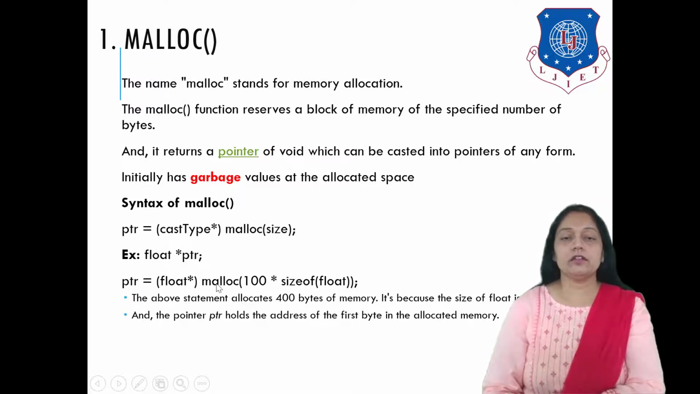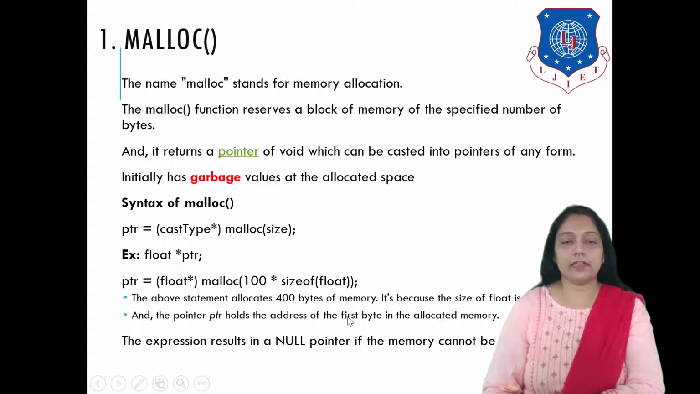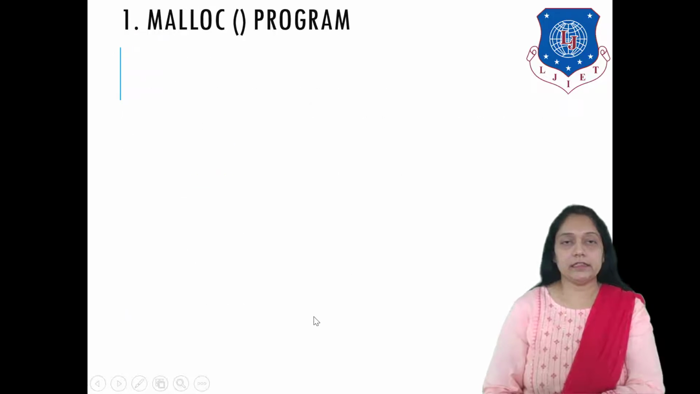And this malloc is cast to a float pointer. It means that in this 400 bytes of memory, I'm going to store float values. And the starting address, the first address of the allocated memory, is stored in PTR. So the pointer holds the address of the first byte in the allocated memory. If we do not get this 400 bytes of memory, then malloc will return a null pointer, meaning the memory has not been allocated.